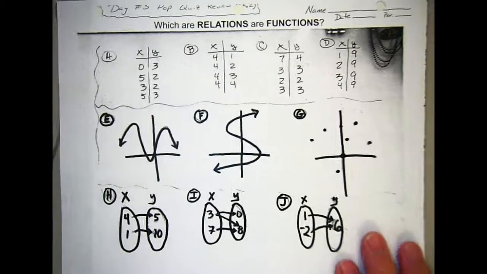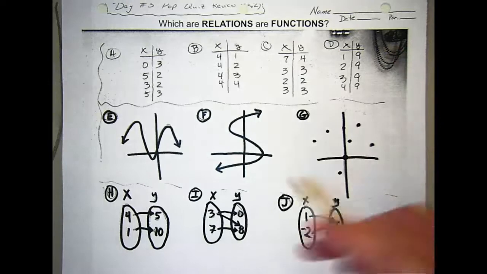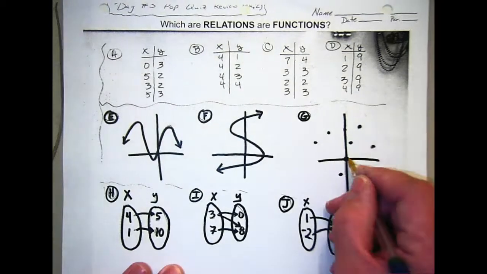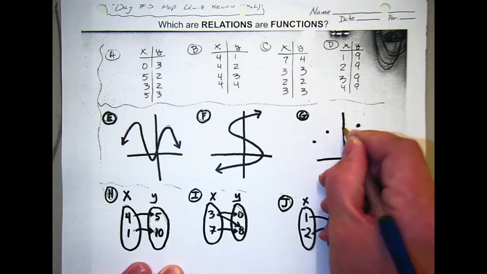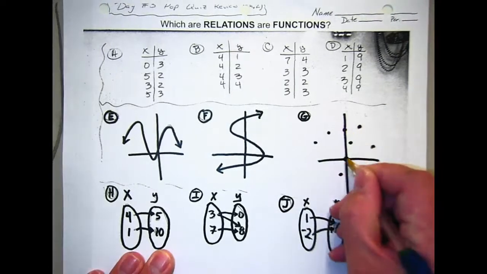Right here, I want you to tell which are just only relations and which of these relations are functions. You can write an F for the ones that are functions and an R for the ones that are just relations. You work with your partner on it. Discuss it. Should be a review. A couple of you have asked, is this a point? Yep. And this is a point as well. It's tougher to see. On letter G, that's a point and that's a point.